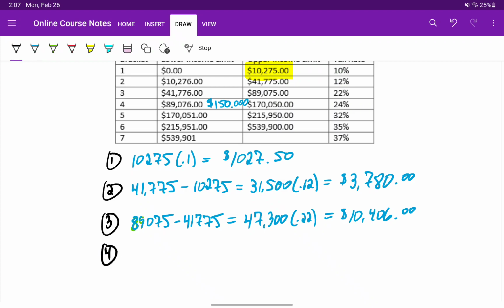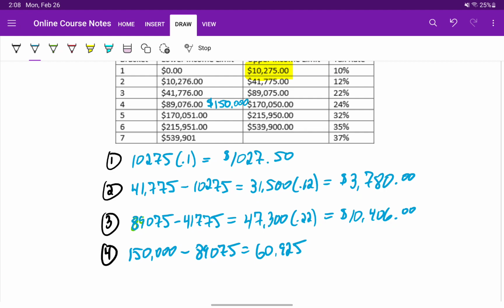Then we move down to the fourth bracket, which is where our salary in this situation actually falls. So what we'll do, instead of going all the way up to that $170,050, is just take our value of $150,000 and subtract out the upper limit of that previous bracket, which was $89,075, giving us a total of $60,925.